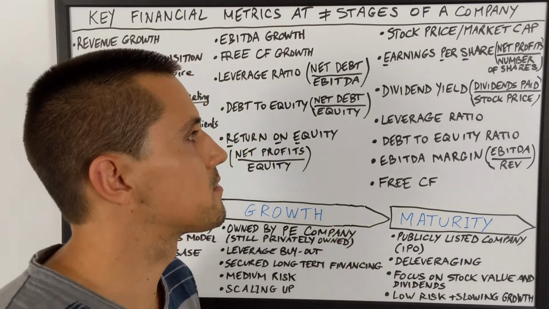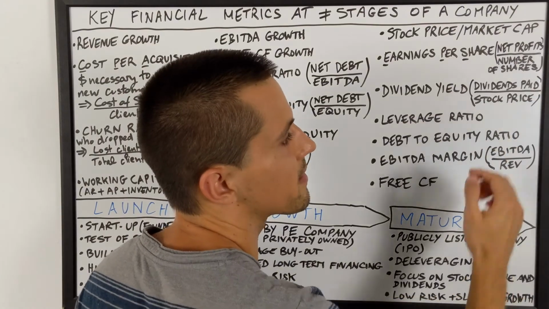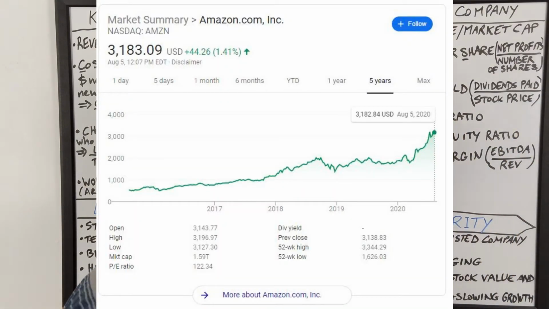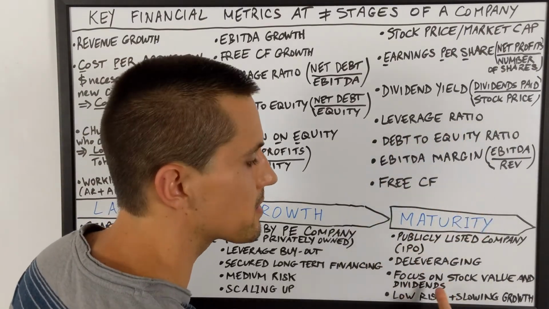A company which is notorious, for example, for not paying dividends is Amazon. Doesn't matter, they're not paying dividends, but their stock has been skyrocketing for a very long time actually. Then you have obviously the leverage ratio, as I mentioned before.